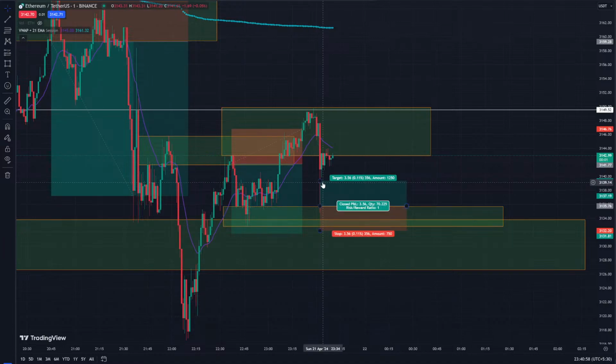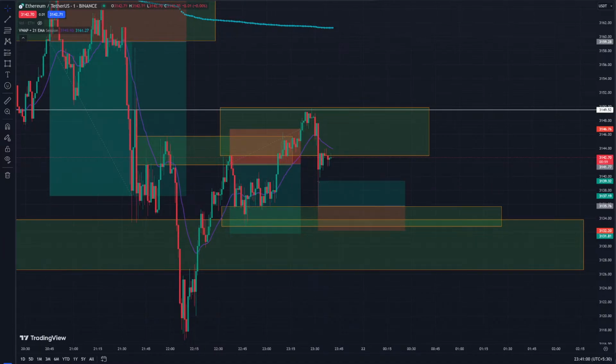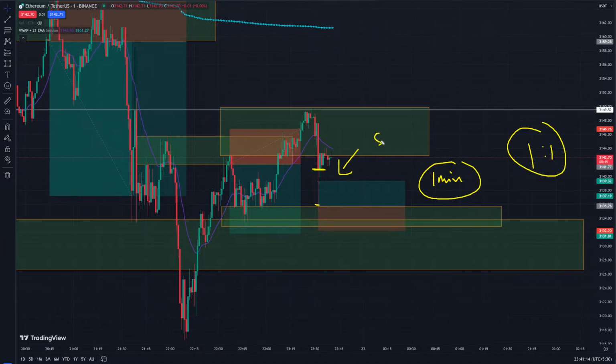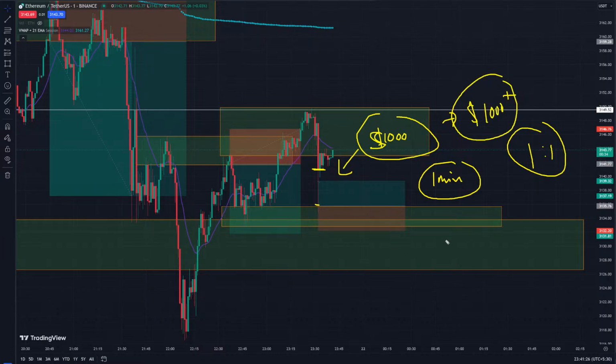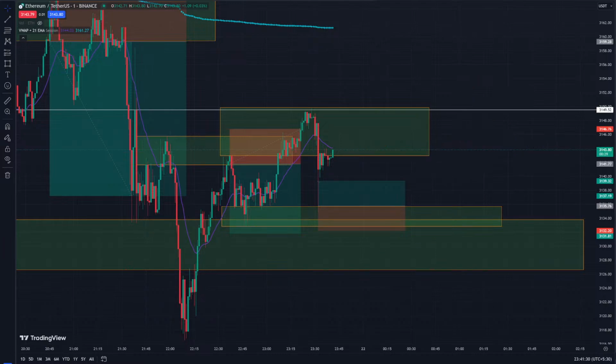Within even less than 1 minute, you see price came down here and price went up and closed. So in less than 1 minute, you're making a profit of 1:1. If you would have put $1,000 risk here, then you could have made $1,000.